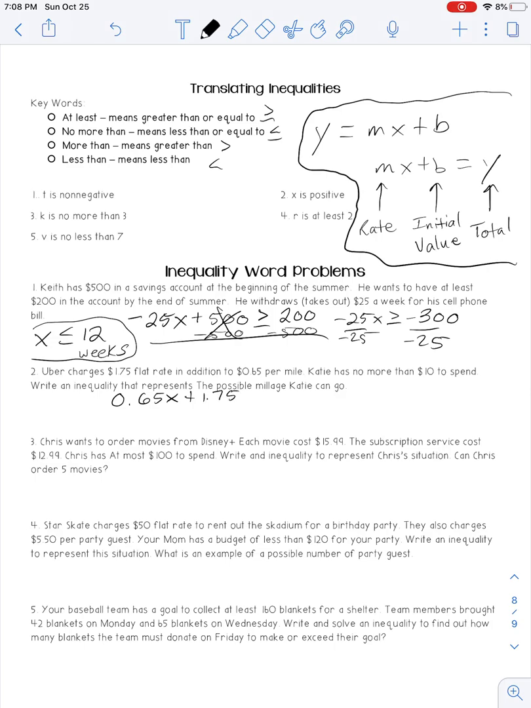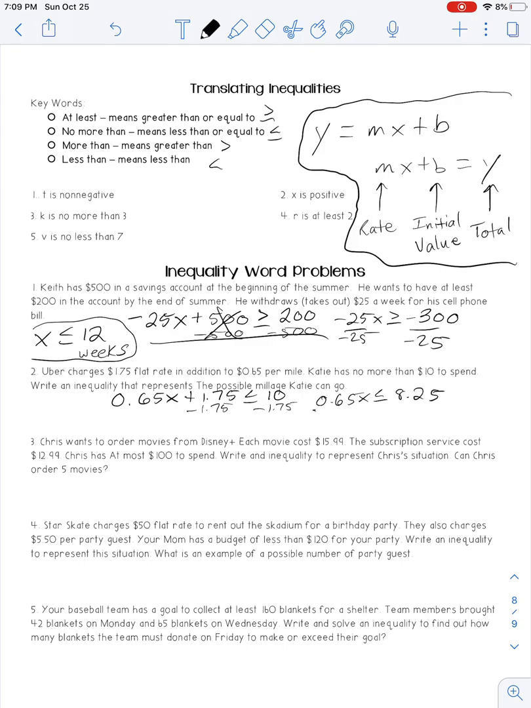Now, Katie has no more than, well, if you look up your keywords, that's less than or equal to, no more than $10 to spend. Write an inequality that represents the mileage. So now we solve it. So subtract 1.75. Okay, we get 0.65x is less than or equal to, and then we have 10 minus 1.75, which is going to be 8.25.